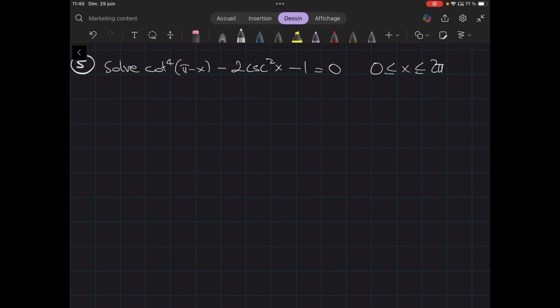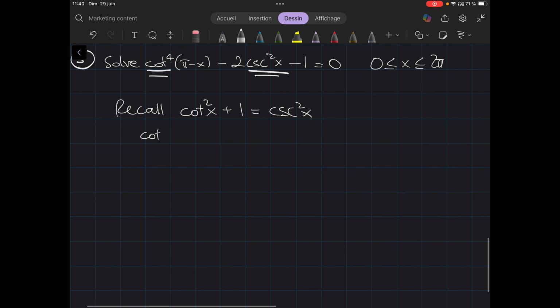Question 5 is a little trickier. We're asked to solve this equation. Now, we notice that there are two trig functions here, cotangent and cosecant, and we would like to reduce it into one single trigonometric function. So, why don't we change the cosecant into cotangent? How? Recall that cotangent squared plus 1 is equal to cosecant squared.